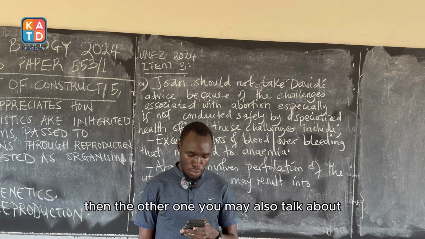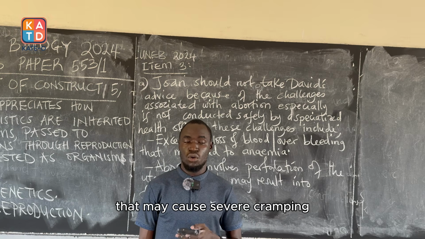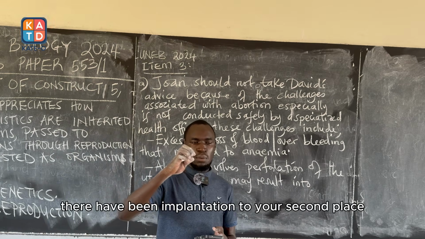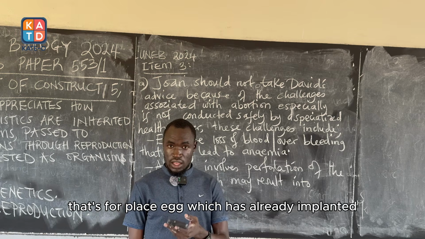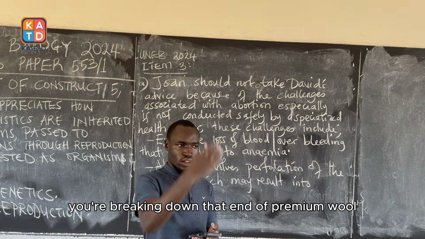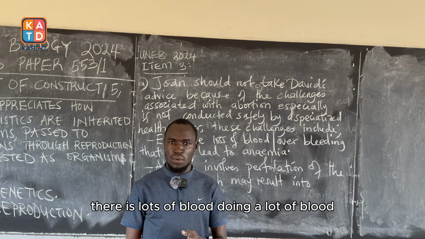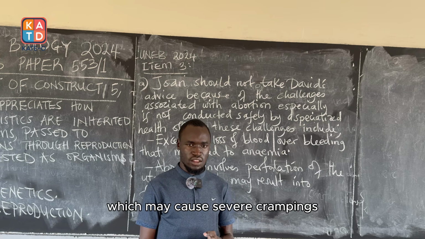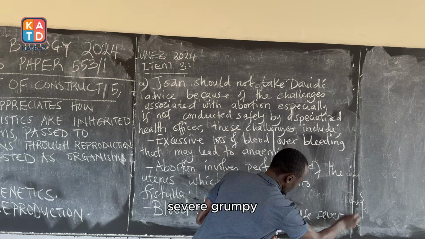Then the other one, you may also talk about blood clots in the uterus that may cause severe cramping. Because remember, you're breaking down. Abortion is simply that there has been implantation which has taken place, and now you're breaking down that fertilized egg which has already been implanted onto the uterus. You're breaking down that endothelium wall just to get rid of the pregnancy. And in doing so, there is loss of blood. During the loss of blood, there may be some blood clots which may cause severe cramping. So we have another one, blood clots that may cause severe cramping.